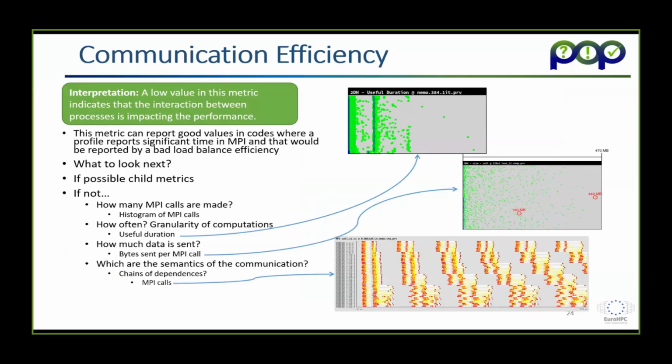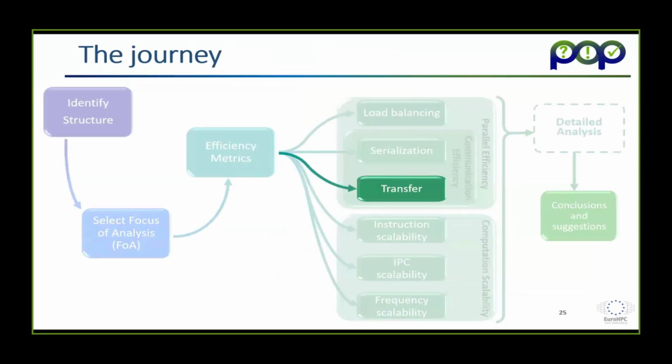However, sometimes it's not possible to look into those child metrics, and then we will need to check how many MPI calls are made, or what the granularity of the computation between them is. So, are they made very often? How much data is sent? What are the semantics? Are there a lot of waitings, chains of messages, for example? So we could check all this to try to understand what is giving this low communication efficiency. But ideally, we would be able to compute the serialization and transfer metrics.